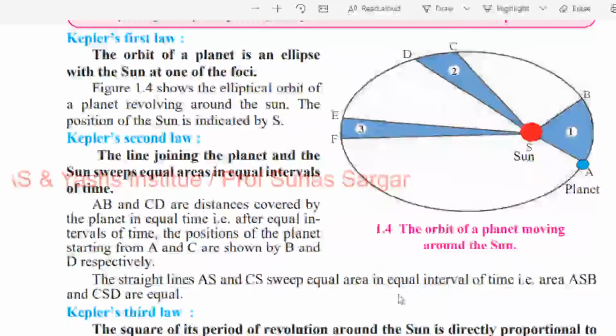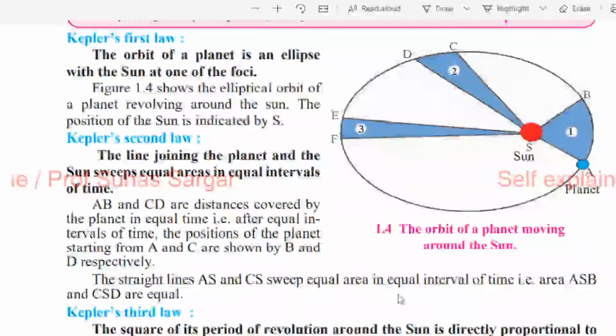Now the Kepler's second law. The line joining the planet and the sun sweeps equal areas in equal intervals of time. I repeat, the line joining the planet and the sun sweeps equal areas in equal intervals of time.